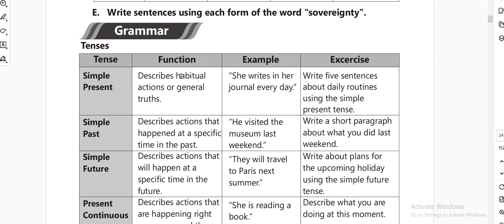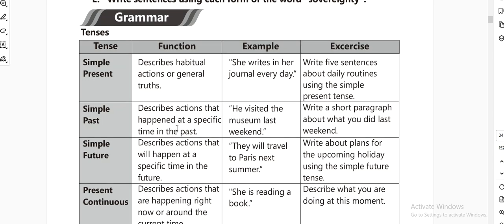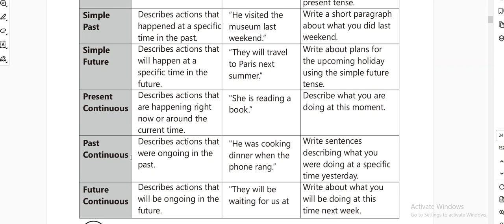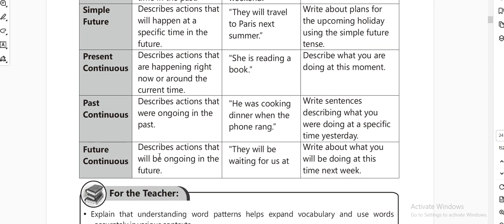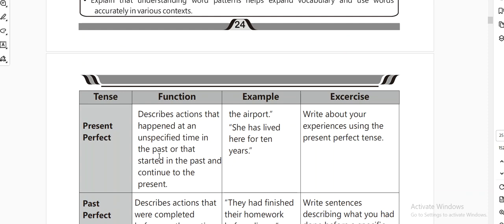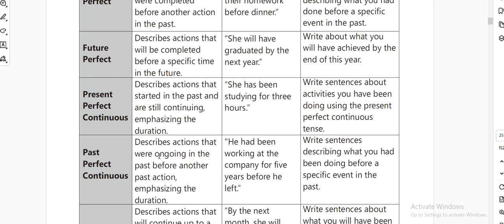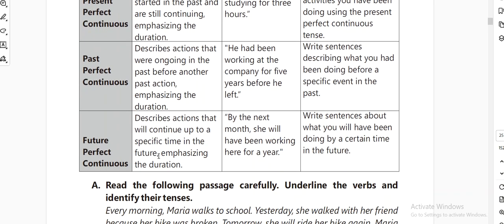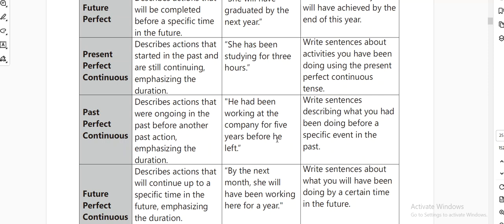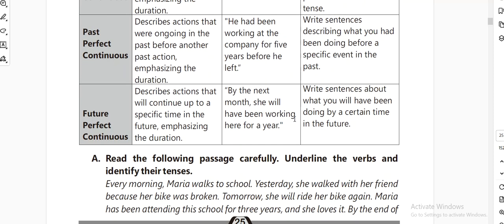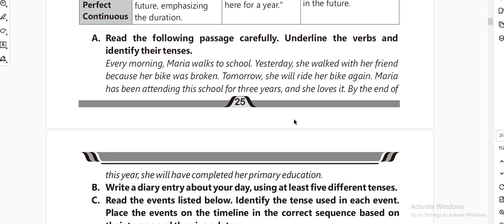They are called simple present, simple past, simple future, and then present continuous, past continuous, future continuous, then come present perfect, past perfect, future perfect, present perfect continuous tense, past perfect continuous tense and future perfect continuous tense. So in total they are 12 in number. I will make a separate video covering all the details about the tenses. So right now our main focus is completing the exercise.